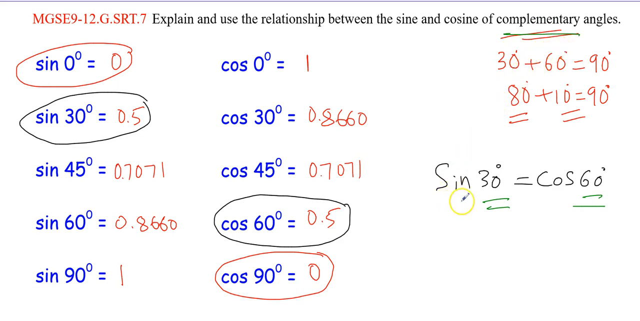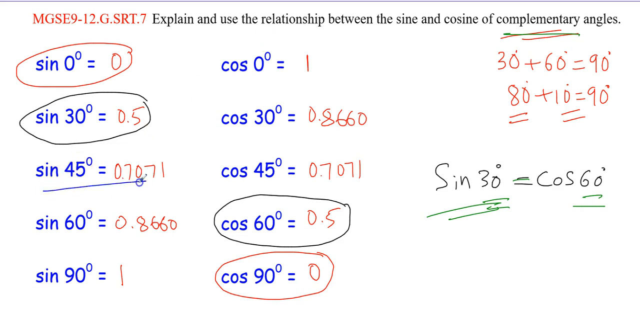So now how are they related? The sine of an angle is the same as the cosine of its complement. Whatever may be the angle here, take its complement and find its cosine. Let us look at this example also.